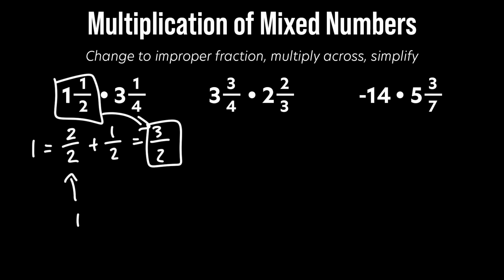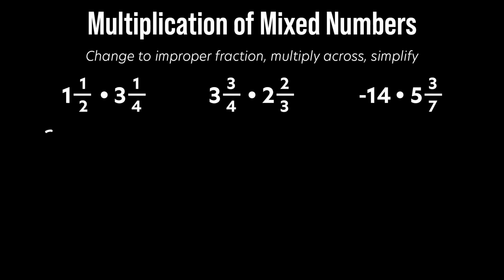This is equal to 1, and this is equal to the 1/2. So we have 3 over 2, and we're going to multiply this with whatever 3 and 1/4 is.